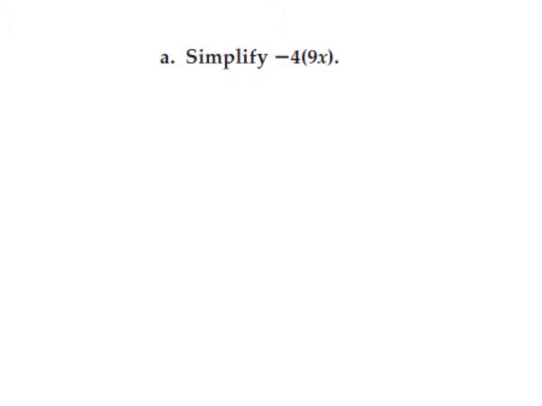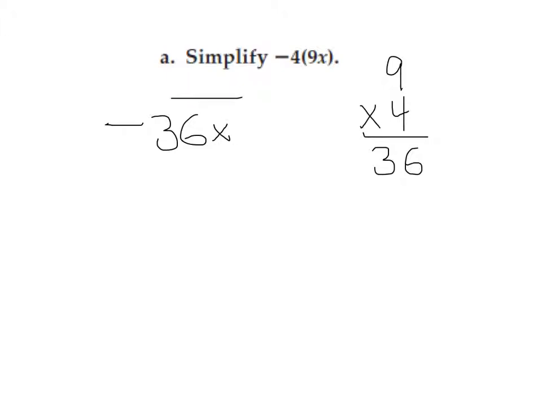Our next slide starts with the objective simplifying algebraic expressions. Problem A, simplify negative 4 times 9x. This is an algebraic expression. In order to solve this, we're going to group the negative 4 and the 9 and multiply them together. 9 times 4 is 36. The result 36 should be a negative because our two integers are unlike, one negative, one positive. Then we include the x because we are also going to multiply 36 by x.